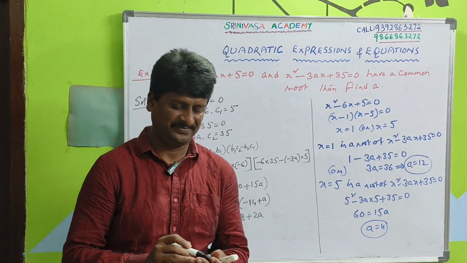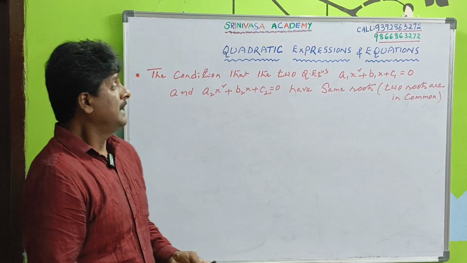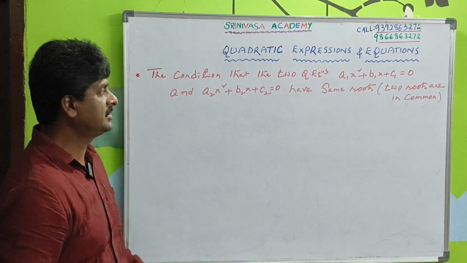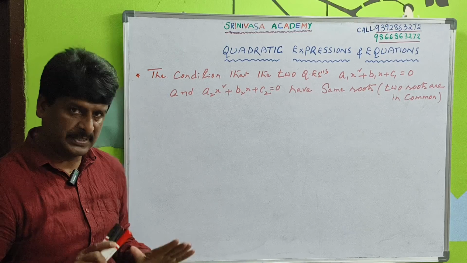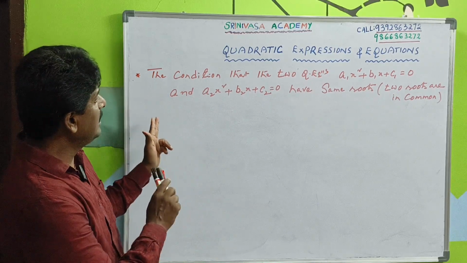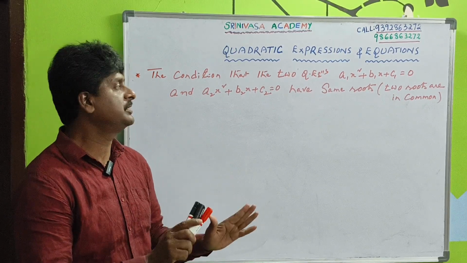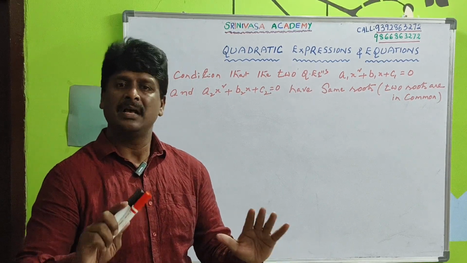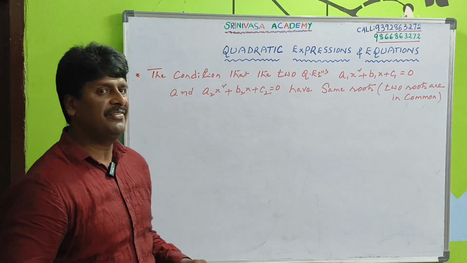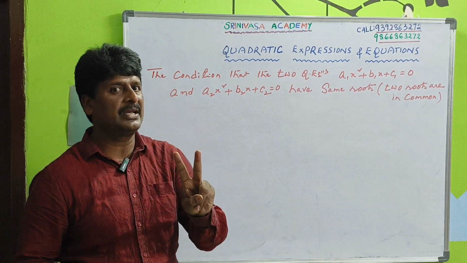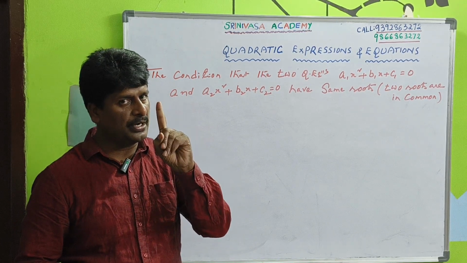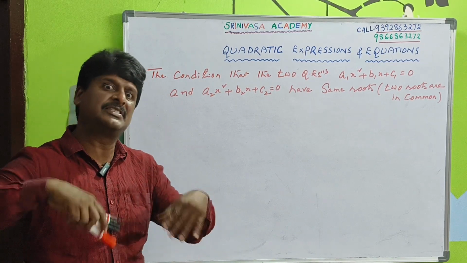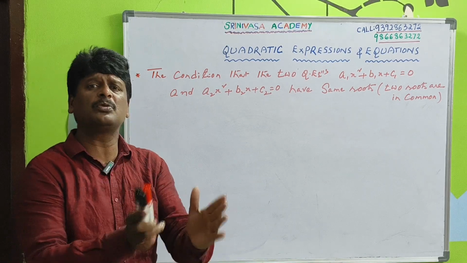See, in this case the condition that the two quadratic equations a1x square plus b1x plus c1 is equals to 0 and a2x square plus b2x plus c2 is equals to 0 have same roots. So far we have seen two quadratic equations have only one common root. Now the two quadratic equations have same roots means both the roots are in common.